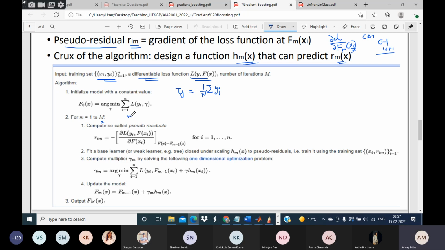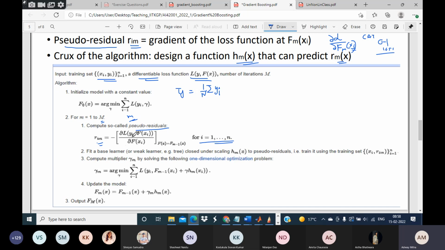Now at any stage m, what do I do? I calculate these pseudo residuals, and I calculate them for every training data point separately. So what is the pseudo residual? As I said, the pseudo residual is simply the gradient of the loss function with respect to the current function which is being used. So basically you have to do this differentiation. That is why you need the loss function to be differentiable. If it is not differentiable like the 0, 1 loss function, then you cannot do this. Once you do the differentiation, you get the r_im, which is the pseudo residual.